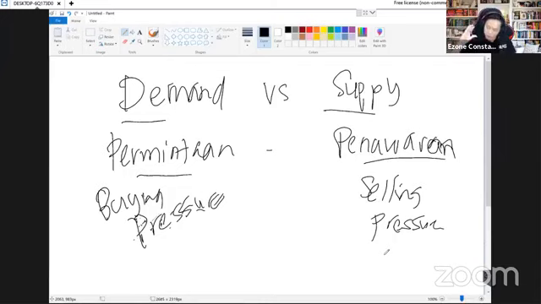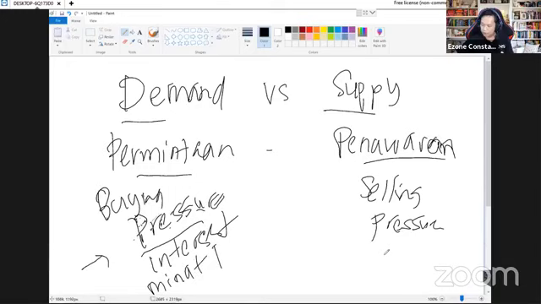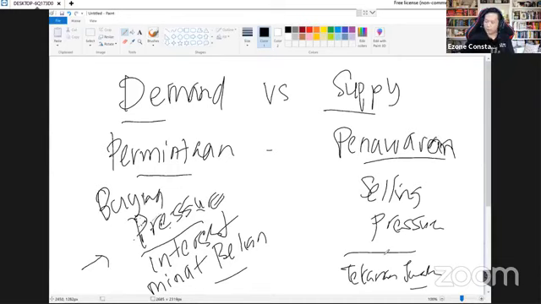So now every time I talk about price going up, you know the demand is high, permintaan tinggi, buying pressure, or we call it the buying interest. Minat belian tinggi. Manakala yang di sebelah ni pula kita sebut sebagai tekanan penjualan. So far so good, right?